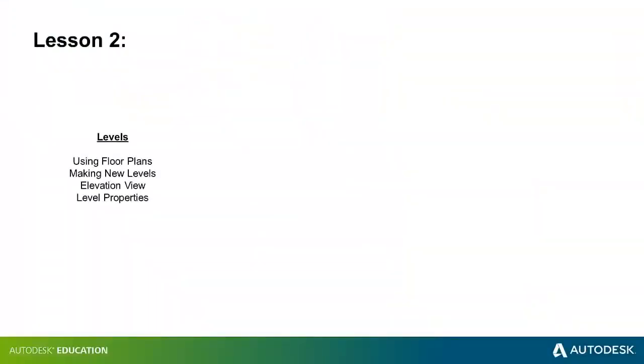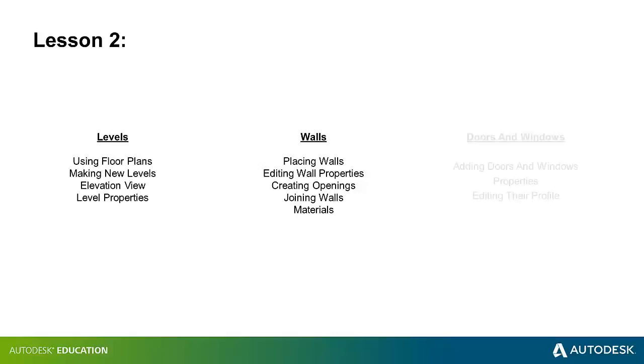Levels. Here we will be looking at using floor plans, making new levels, elevation views and level properties. Walls. Here we will be looking at placing walls, editing wall properties, creating openings, joining walls and materials. Doors and windows. Here we will be looking at adding doors and windows, properties and editing their profile.